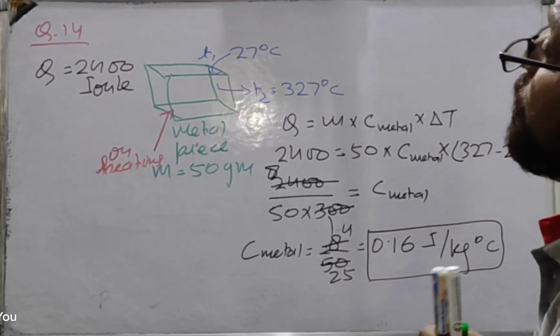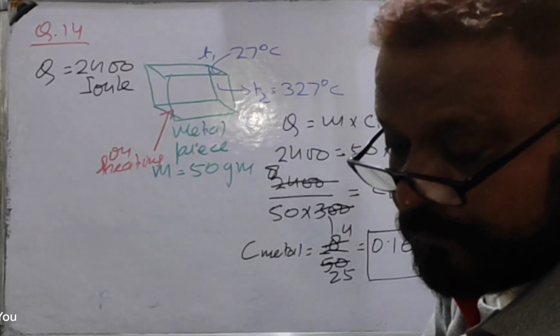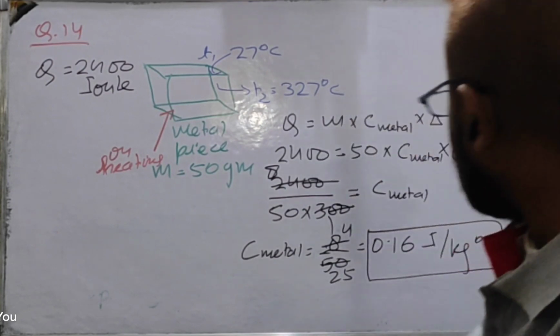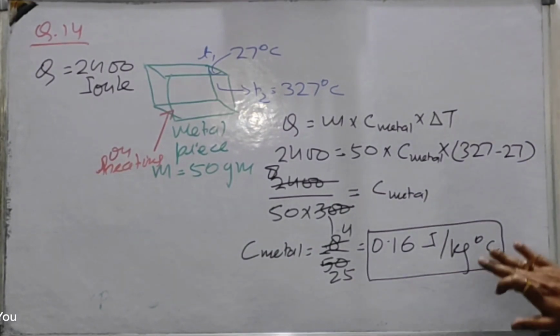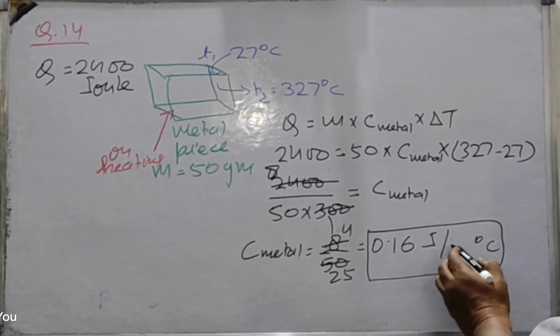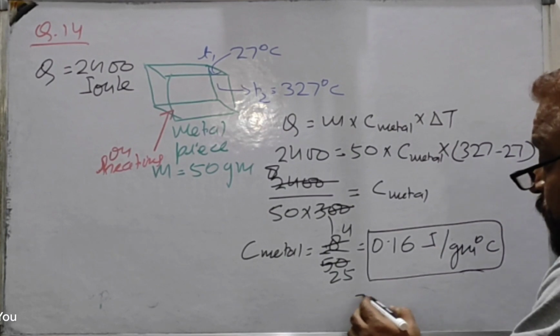No, this is wrong, I mentioned. I'm extremely sorry. It should be 0.16 joule per gram per degree Celsius, because mass is in gram. Unfortunately, I did not take that into consideration there. So the specific heat capacity of metal is 0.16 joule per gram per degree Celsius. Mass is in gram because above, the mass of the metal piece is given in gram. So this was the specific heat capacity of the metal piece.